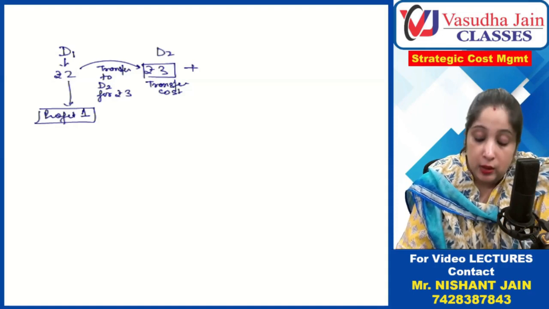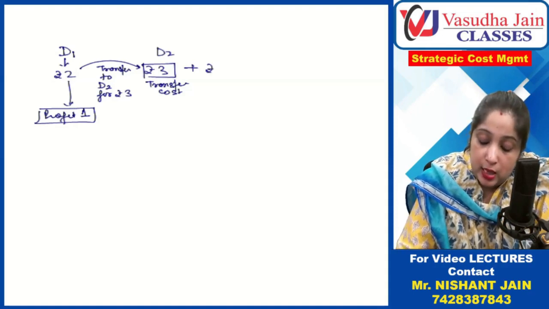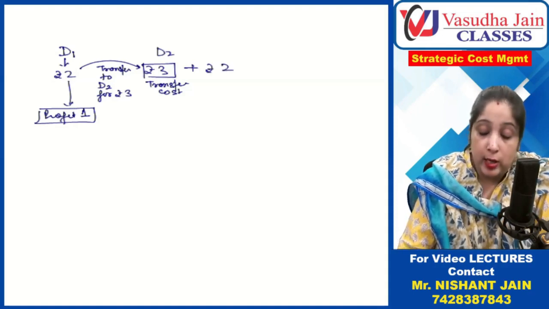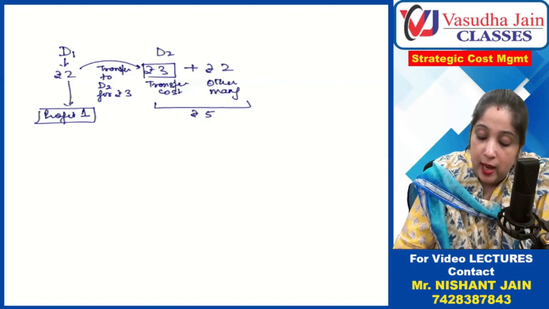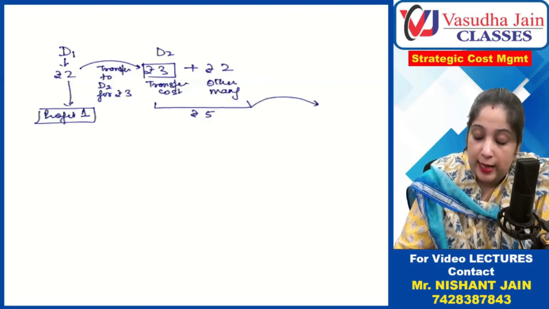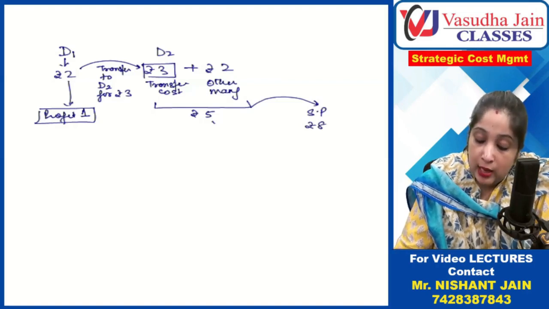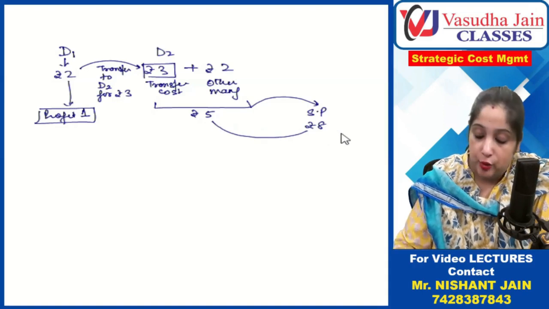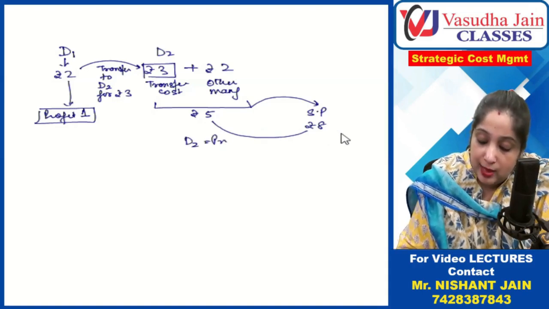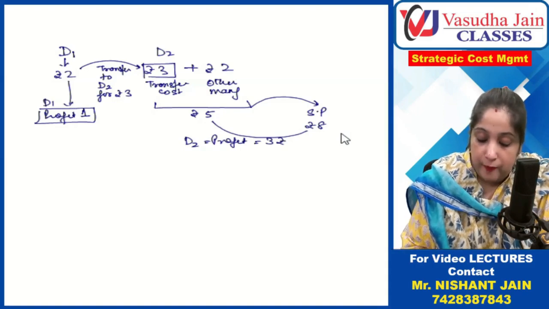Department 2 does further cost on it. Let us say it incurs 2 rupees more as other manufacturing cost. So now its cost becomes rupees 5, and let us say it sells for rupees 8. Selling price is rupees 8. So it says that I have manufactured the goods for 5 rupees and I have sold for 8 rupees. So department 2 says my profit is 3 rupees. And department 1 says my profit is 1 rupee.